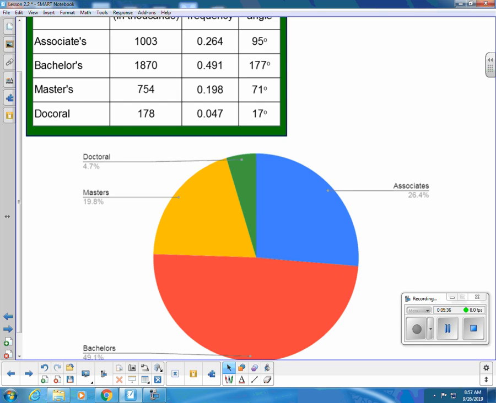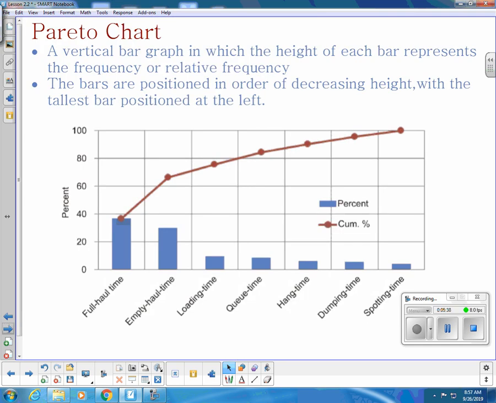Okay. So a Pareto chart is like a bar graph. The bars do not touch, and they're positioned in decreasing height. So the tallest one is on the left, and they decrease from there. That's what's important about the Pareto chart that makes it different from a bar graph. In a bar graph, they can go in any order. In a Pareto chart, it starts with the highest frequency and decreases. Okay? So those are fairly easy to see.